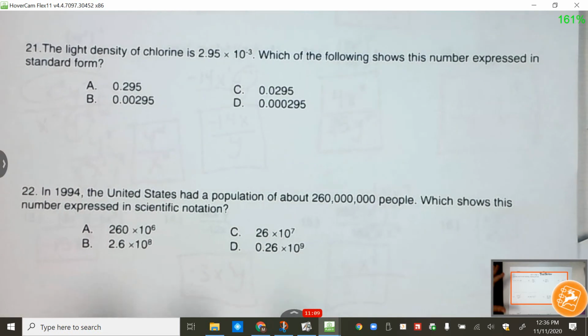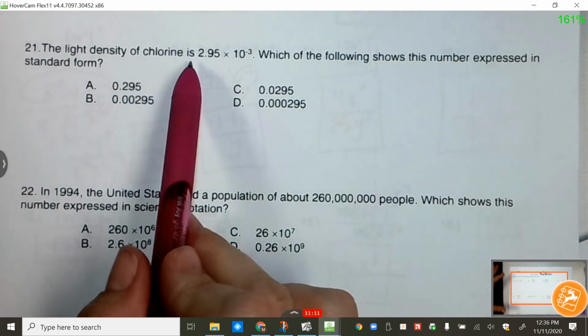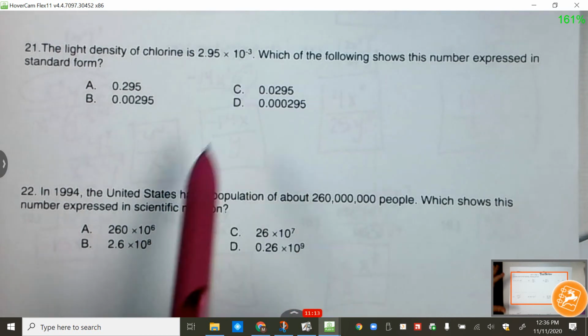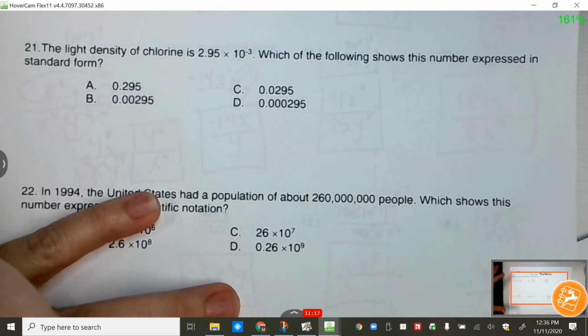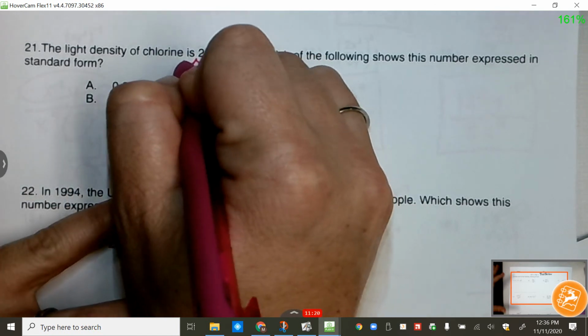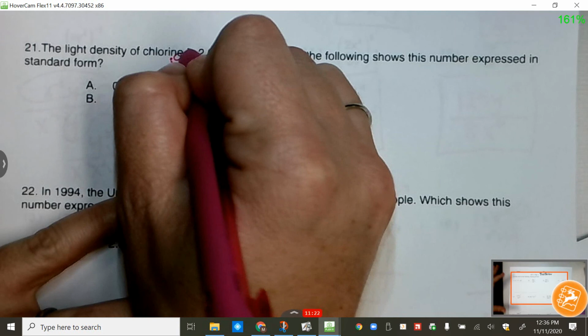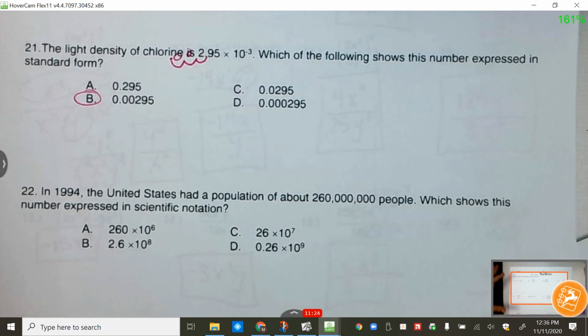So these are kind of set up like your test. It says the light density of chlorine is 2.95 times 10 to the negative 3. Well, negative means it's going to be a number smaller than 1. Well, all of these are smaller than 1. So left 1, 2, 3. So that's going to be 2 zeros. So it's going to be B.